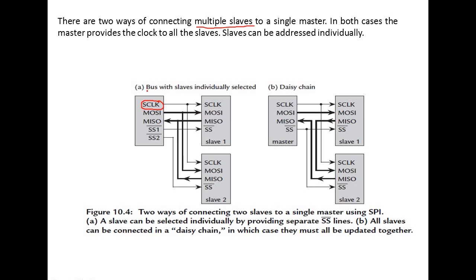And you can see the 2 ways. In the first way, the bus with slaves individually selected. Here the bus is there with slaves individually selected. And the second one is the daisy chain method. See, in the first configuration, the MOSI and MISO pins of the master are connected to the respective pins of the slaves. The master uses separate slave selection lines or signals to select one of the slaves here. In this configuration, the data transmission takes place between master and any one of the selected slave device.